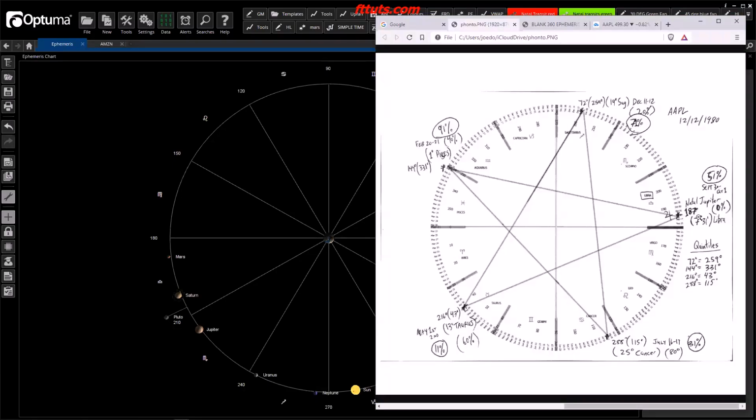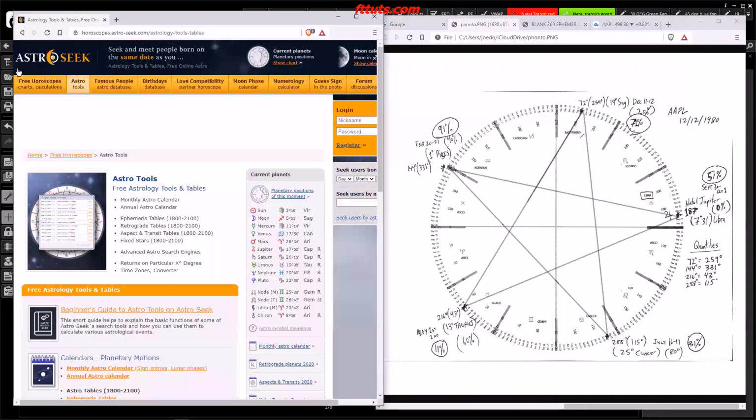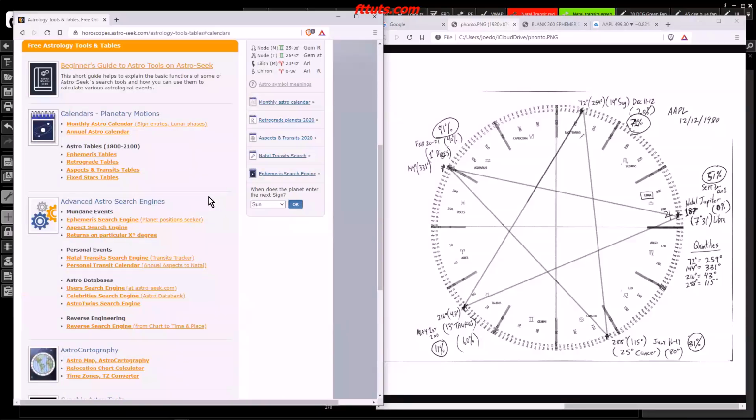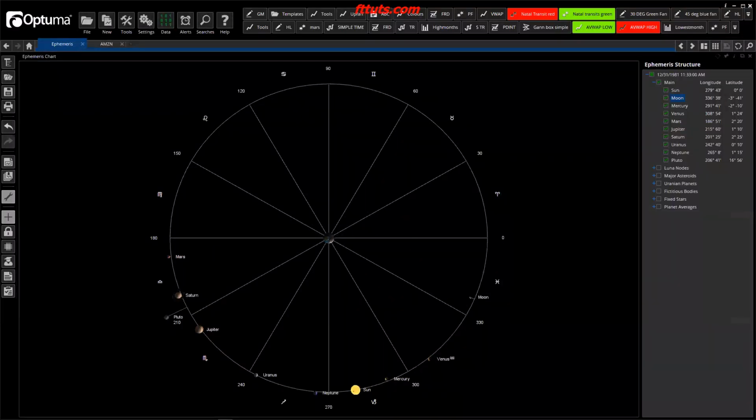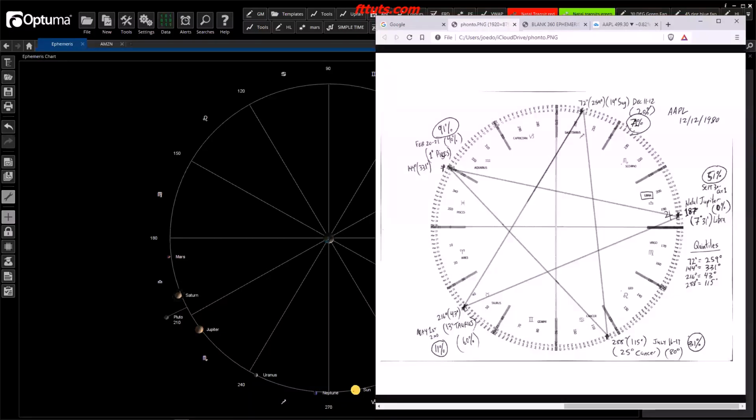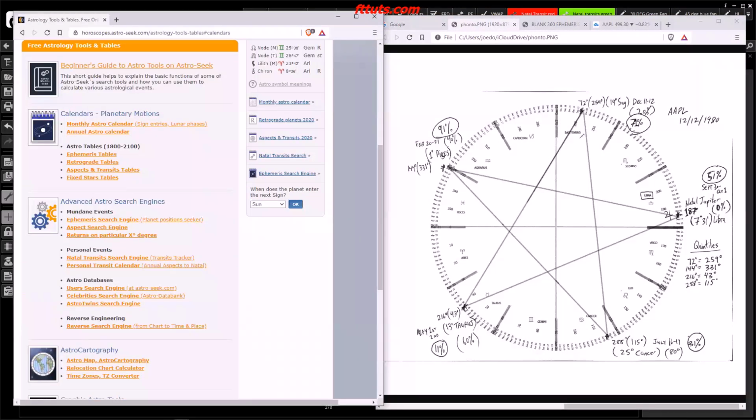I've got my actual position of natal Jupiter on this 12/12 date in 1980, drawn on the outer ring of my ephemeris. Okay, 187 degrees geocentric. Now let's pull up this astro ephemeris. There we go. Oops. Bear with me, I've got lots of windows open. Make sure it's nice and clear for you.